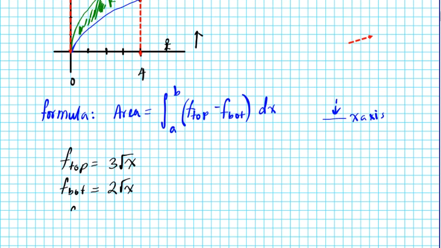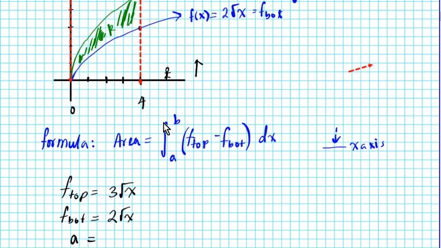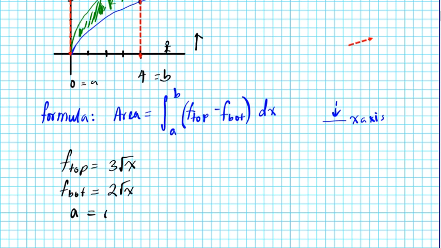Now for your a and b, you're going to be going from left to right. Okay? So the left boundary is your a and the right boundary is your b. Alright? You're going in increasing order. So a is 0 and b is the right boundary, which is 4. Alright, so let's substitute all these values into the area formula and compute what the area is.